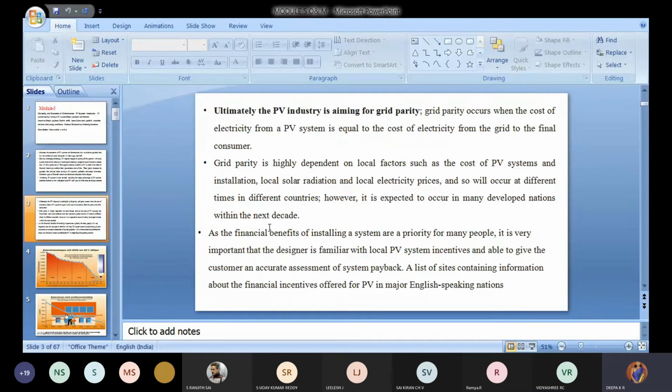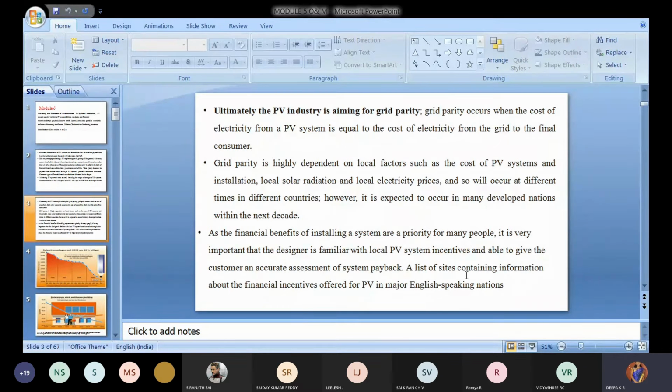So it is expected to occur in many developing nations within the next decade. Means they are trying for it. Of course, I don't know when it is going to happen. Next, as the financial benefits of installing a system are a priority of many people, it is very important that the designer is familiar with the local PV system incentives and able to give the customer an accurate assessment of a system payback.